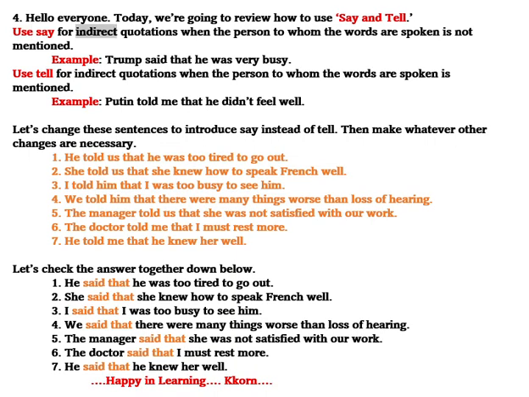Use say for indirect quotations when the person to whom the words are spoken is not mentioned. Example: Trump said that he was very busy. Use tell for indirect quotations when the person to whom the words are spoken is mentioned. Example: Putin told me that he didn't feel well.